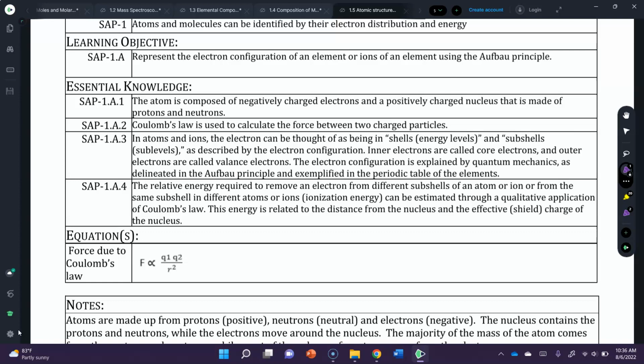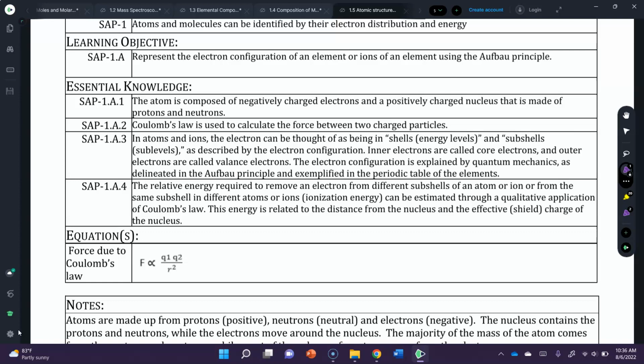In atoms and ions, the electron can be thought of as being in shells or energy levels and subshells or sublevels, as described by the electron configuration. Inner electrons are called core electrons and outer electrons are called valence electrons. The electron configuration is explained by quantum mechanics as delineated from the Aufbau principle and exemplified in the periodic table of elements.